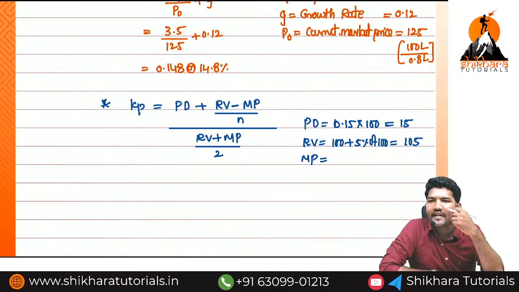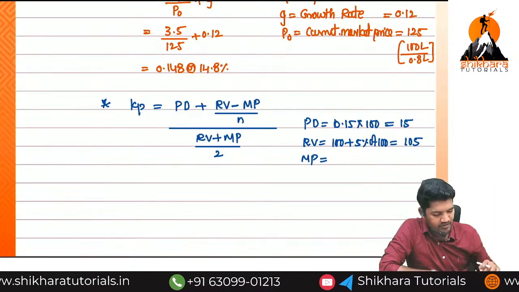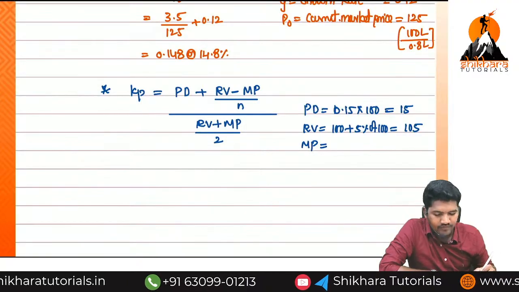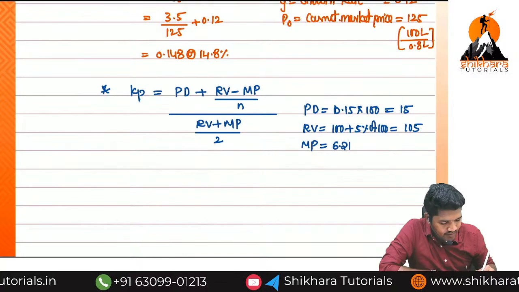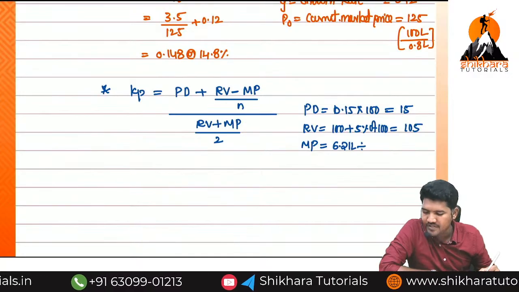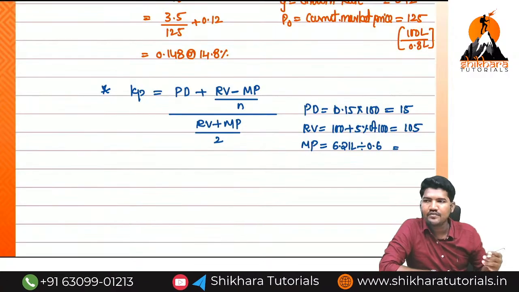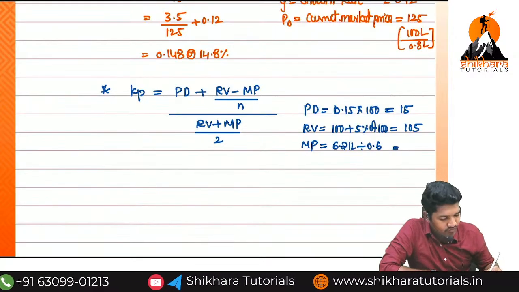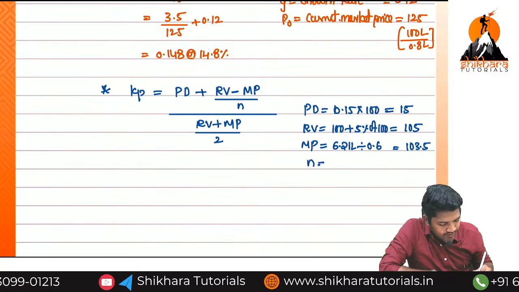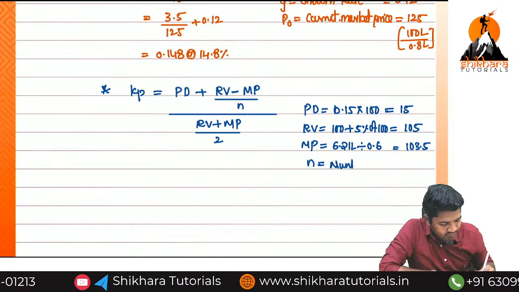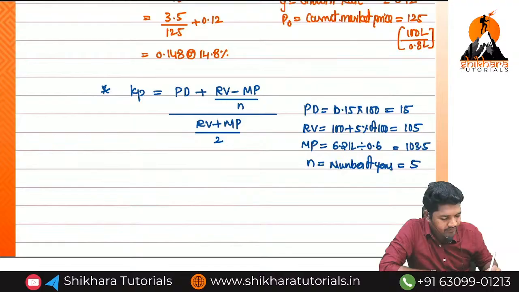Now when it comes to market price, it is not directly given; we can calculate the total market value divided by the number of preference shares. What is the market value? 6.21 lakh divided by the number of shares, 0.6 lakh. Answer: 103.5. Next, n equals the number of years, given in the question as 5.